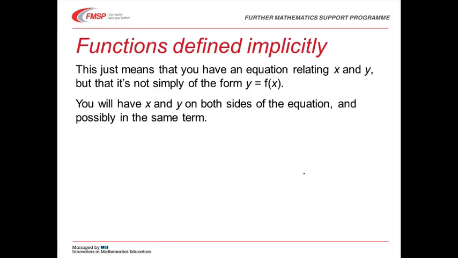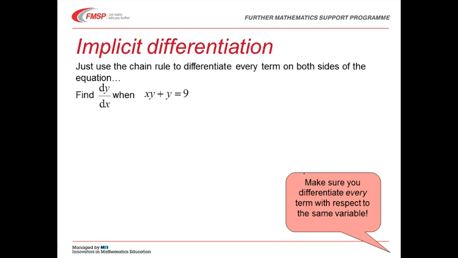Okay, and the last part of this video, functions defined implicitly. This just means that the function definition that we've got is not simply of the form y equals some function of x. We're going to have x and y terms on both sides of the equation, and quite possibly x and y both in the same term. We're not going to learn any new techniques, it's just a matter of using the chain rule to differentiate every term on both sides of the equation.